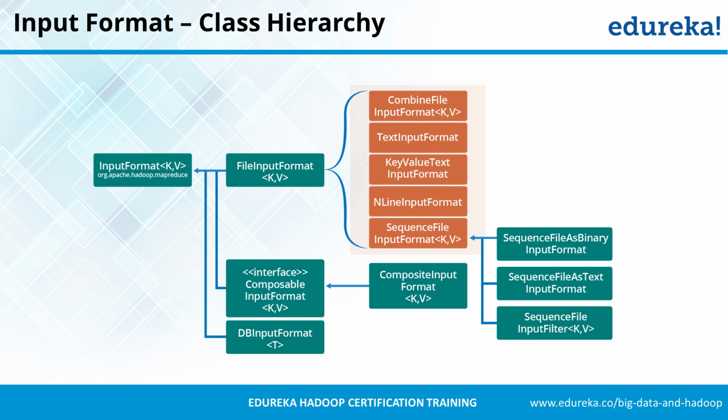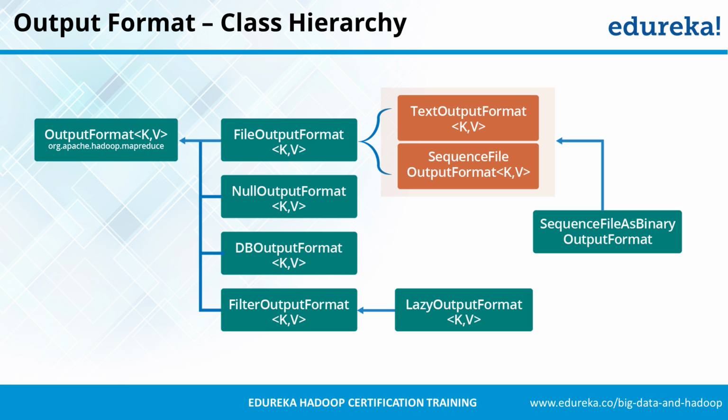Let's move on and explore the output formats that are available, which can be used in a MapReduce program. Now this is the superclass, that is output format, which is present in org.apache.hadoop.mapreduce package. Now there are basically four types of output formats. File output format, the most commonly used. Null output format, in which there is no output that has to be given. DB output format, which gives out DB writable kind of an object. Filter output format. Okay, that is the fourth one.